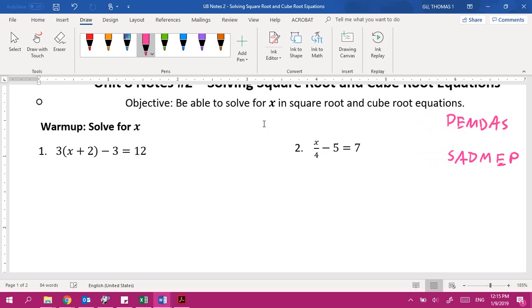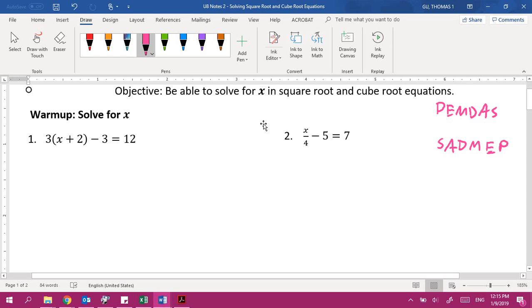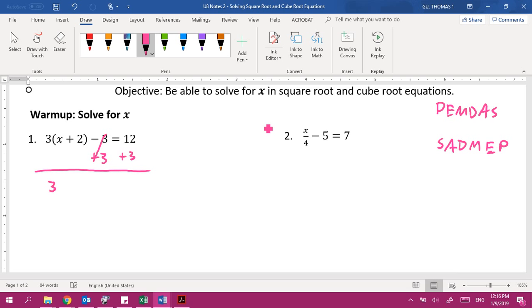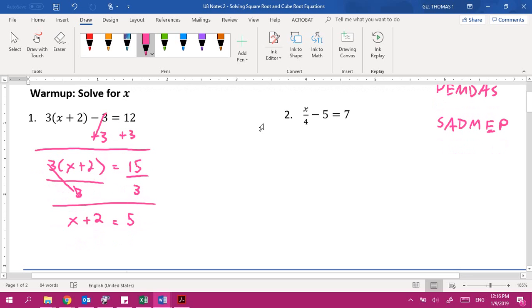Okay, so on number 1, applying that method, what would you do first? Add 3 to both sides, because addition, subtraction first. So we add 3 to both sides. That leaves you with 3 times x plus 2 equals 15. Now, what's next? You look at division and multiplication. So what would you do next? Divide by 3. Then you have x plus 2 equals 5. And then the last step here? Minus 2. So what's your answer? x equals 3. Very good.